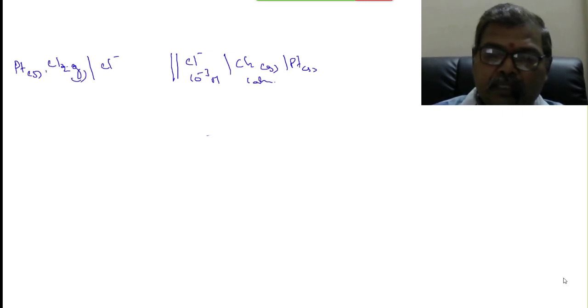Platinum, chlorine gas at 2 atmosphere pressure, Cl minus concentration 10 power minus 2 molar. Here you take 1 atmosphere.